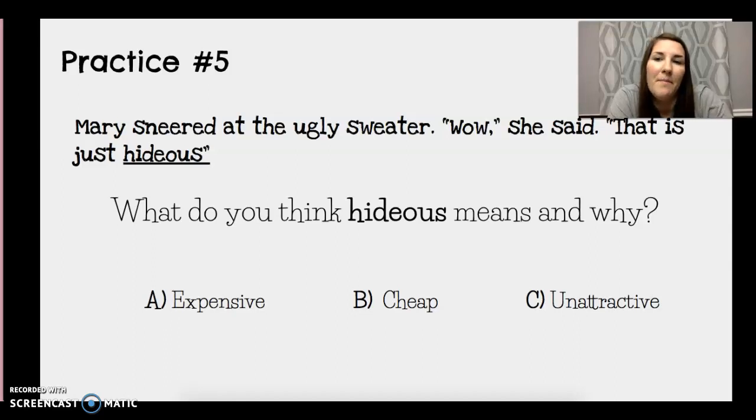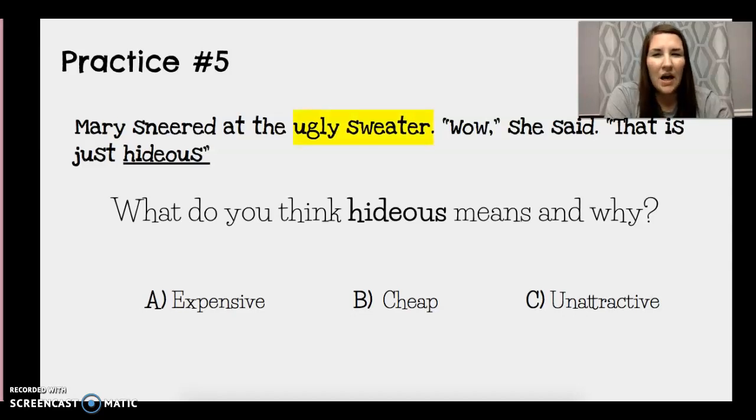Number 5, Mary sneered at the ugly sweater. Wow, she said, that is just hideous. What do you think hideous means and why? Expensive, cheap, or unattractive?